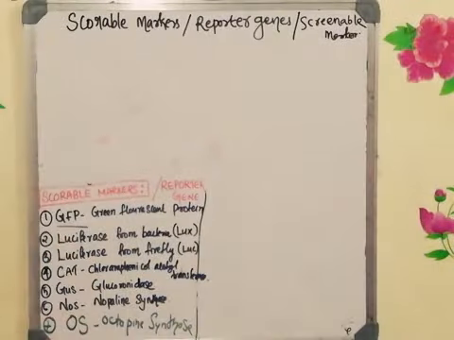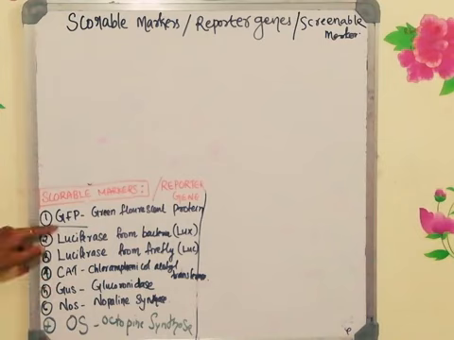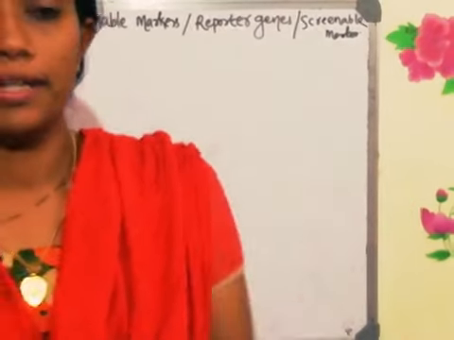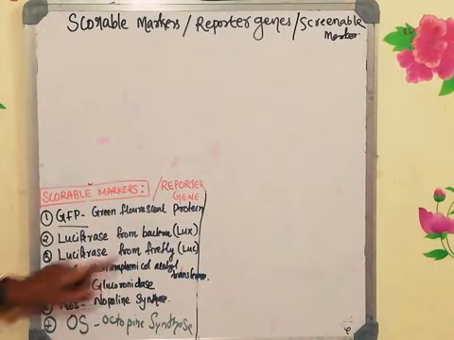So in the case of plant transformation systems, generally we use 7 different types of scorable markers. The first one is known as GFP. GFP stands for green fluorescent protein. For the second, 2 types of luciferases are used. One is luciferase isolated from bacteria. Another one is luciferase isolated from the firefly.